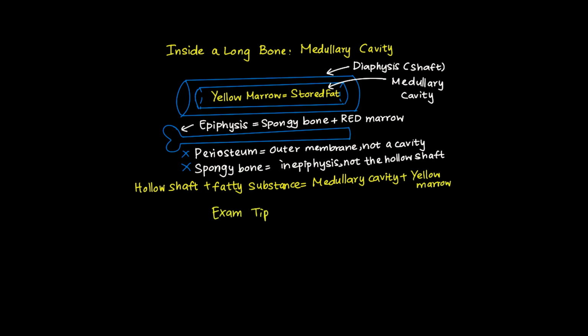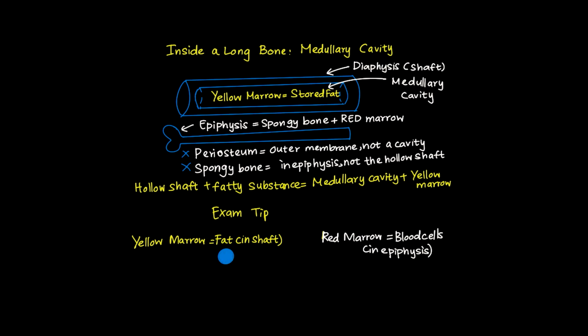Here's a WGU D312 OA exam tip for you. Yellow marrow equals fat, red marrow equals blood cell production. If a question says fatty or adipose inside a bone shaft, you're looking at yellow marrow in the medullary cavity. Quick hook: yellow equals yummy fat stored away.